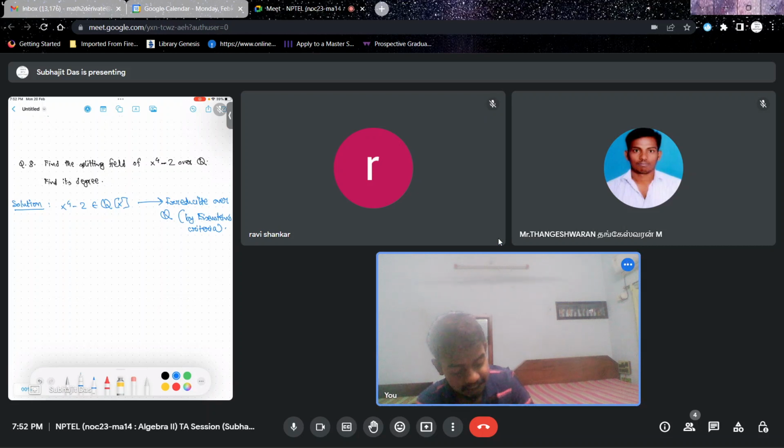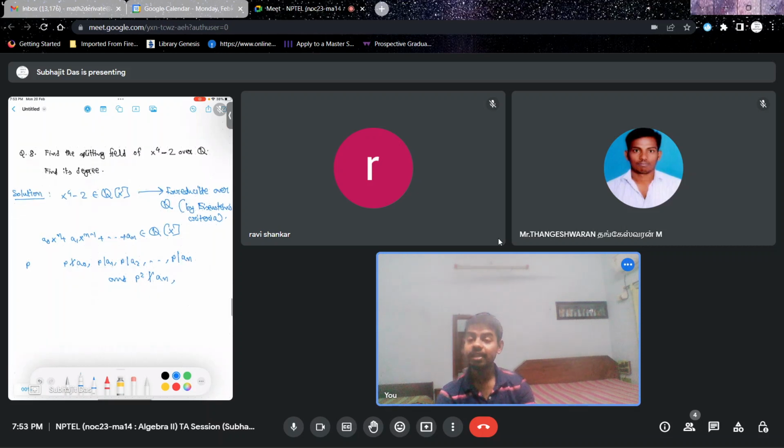It says that suppose you take a polynomial a0 x to the power n plus a1 x to the power n minus 1 plus dot dot dot plus an in Z[x], and suppose p is some prime integer such that p doesn't divide a0, the leading coefficient, p divides a1, p divides a2, up to p divides an, and suppose further that p square doesn't divide an. If all these conditions are satisfied, then this polynomial is an irreducible polynomial over Q. This is what Eisenstein's criterion says.